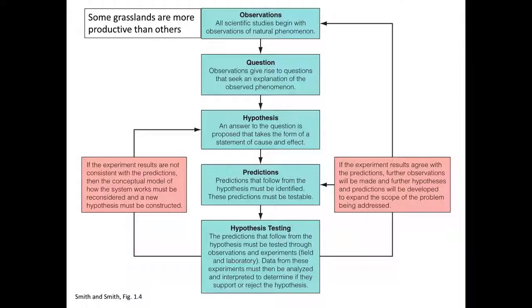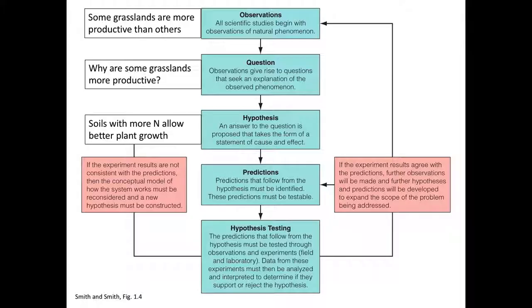We then have a question that arises from that, because we've got inquisitive minds. You're coming back to term. Why do we see this? Why are some grasslands more productive than others? A question that's derived from the observation. From that we can pose a hypothesis. A hypothesis is a potential answer to this question.